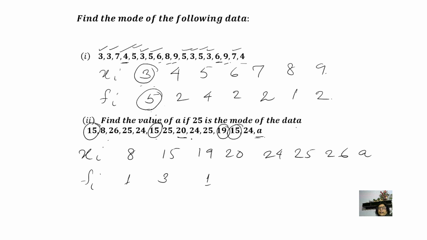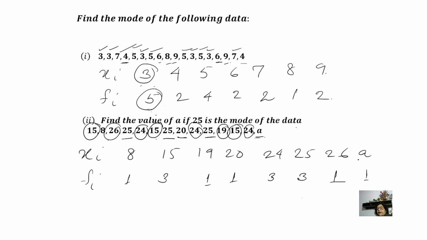20 is occurring once. 24: this is one 24 here, another 24 here, another 24. 3 times 24 is occurring. 25 is occurring once here and once more here, so 25 is also occurring 3 times. 26 is occurring only once. A is occurring once. Now the question says that 25 is the mode of the data.